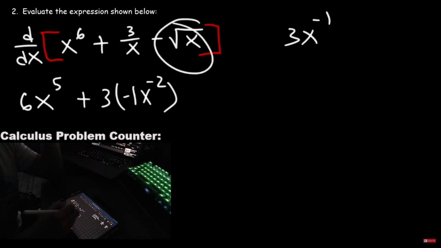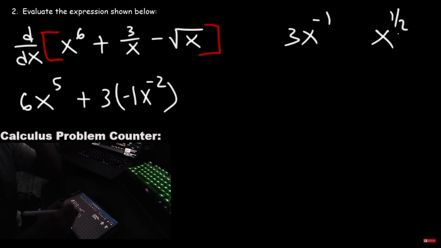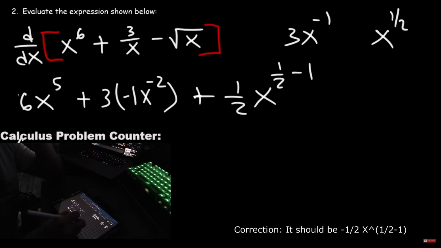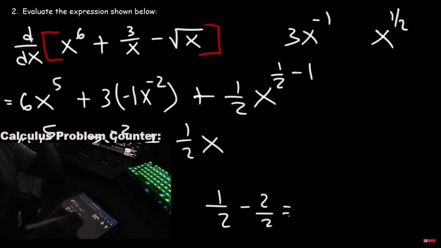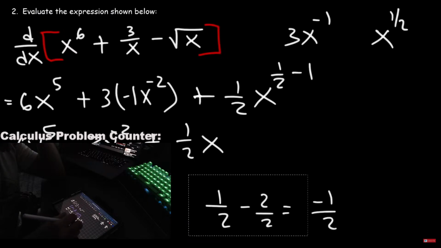Now, the square root of x, we also need to rewrite it. And we can rewrite it as x to the 1/2. So using the power rule, it's going to be 1/2 x, and then it's going to be 1/2 minus 1. So far we have 6x to the 5th power, minus 3x to the minus 2, and then 1/2 minus 1. Negative 1 is the same as negative 2 over 2. So 1 minus 2 is negative 1. So 1/2 minus 1 is negative 1/2.